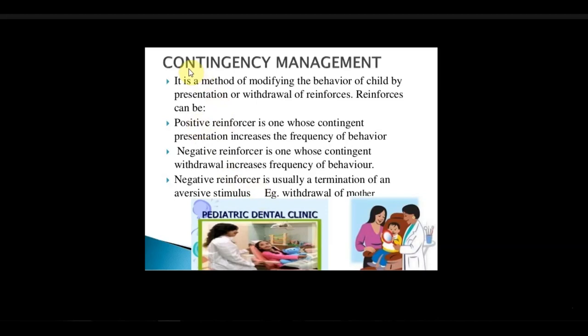So that's all about behavior management techniques. We dealt only with the non-pharmacological methods, which are what is important for us. So we have the home technique, hand over mouth technique, aversive conditioning, white noise, contingency management, implosion therapy, white noise or audio analgesia, and modeling. All these questions are frequently asked as short notes.